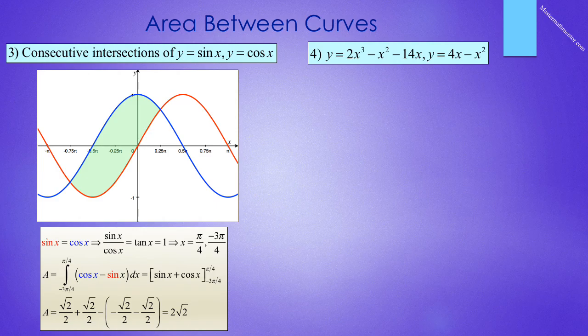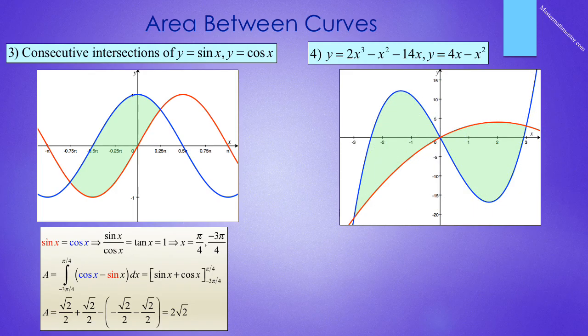And therefore our area is the square root of 2 over 2 plus the square root of 2 over 2 minus the quantity negative square root of 2 over 2 minus the square root of 2 over 2. Everything becomes positive, and we are left with 2 square root of 2. We can confirm our answer by using the calculator and realize that we will get a decimal answer, which will be equal to 2 square root of 2.